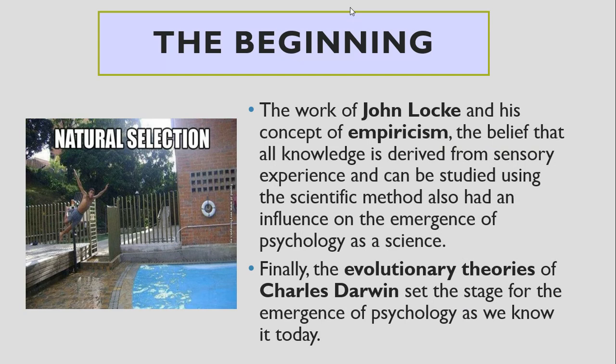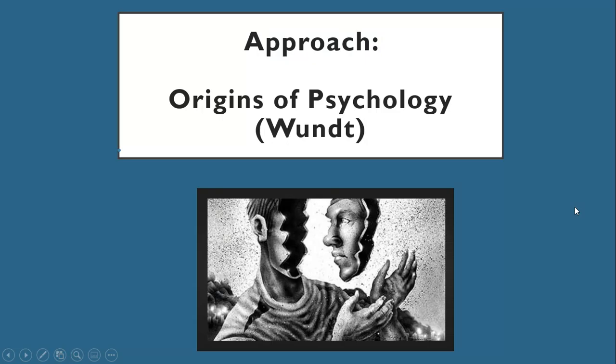And John Locke, the philosopher, looked into a concept called empiricism, which is the idea that everything that we know comes from experiencing it, from sensory experience, and that can be studied. So John Locke's concept of empiricism was very influential in the development of psychology. So you've got Descartes and dualism, you've got John Locke and empiricism, and then you've got the evolutionary work of Darwin, all coming together with the emergence of psychology as a separate science.